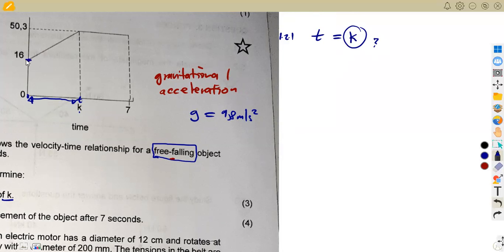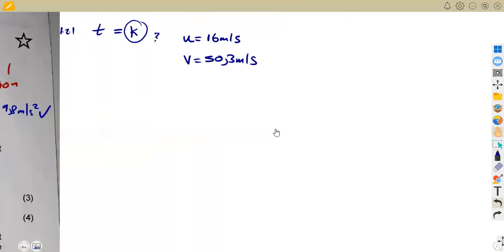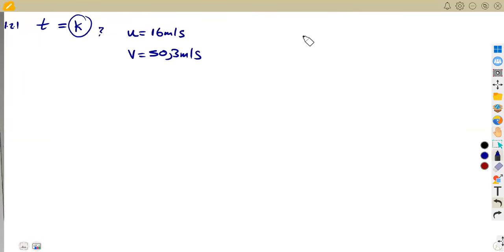At this point, we've got our initial velocity. We started at this point. This is our initial velocity at 16. So we've got an initial velocity there of 16 meters per second. And this point at t, which is k, corresponds to the final velocity in this case. So we've got the final velocity of 50.3 meters per second. This is the information that we have. And we are supposed to calculate k, remembering that we are working with the gravitational acceleration in this case, which is equal to 9.8, due to the condition of a free falling object. So our gravitational acceleration is going to be used in place of the acceleration that we are used to.